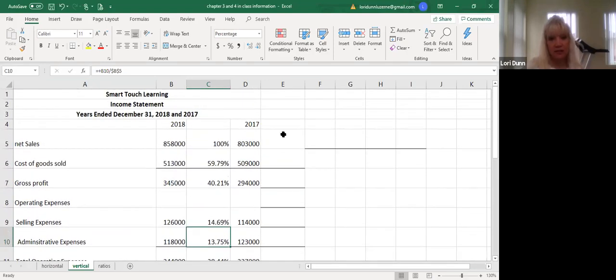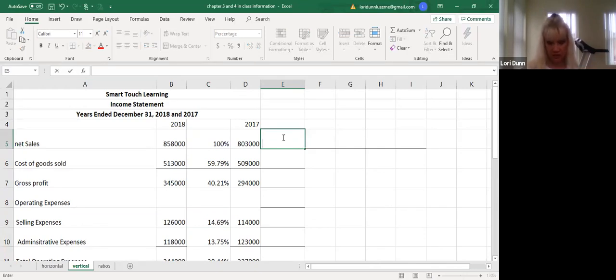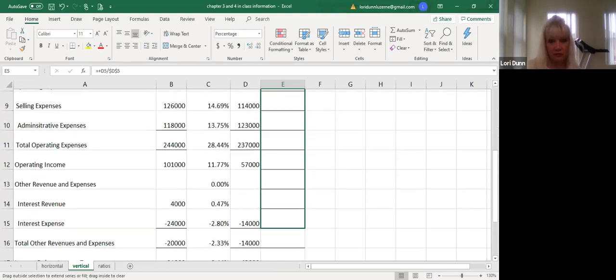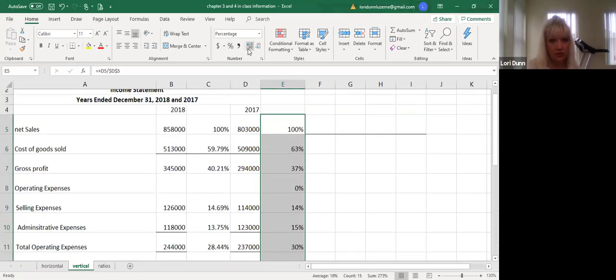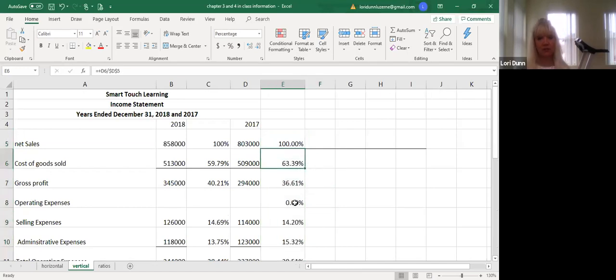But like I said, if we can't compare it to something else, we really don't know if it's good or bad. So I'm just going to very quickly put the formulas in here to calculate plus D5 divided by $D$5. And that'll give me my 100%. And then I'm going to copy and paste those down for 2017. Make those percentages, and there we go. So now we have another point in time to compare to.